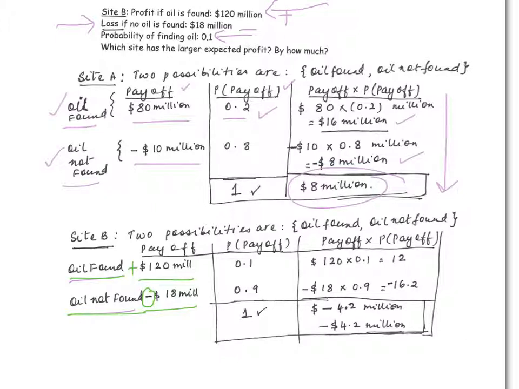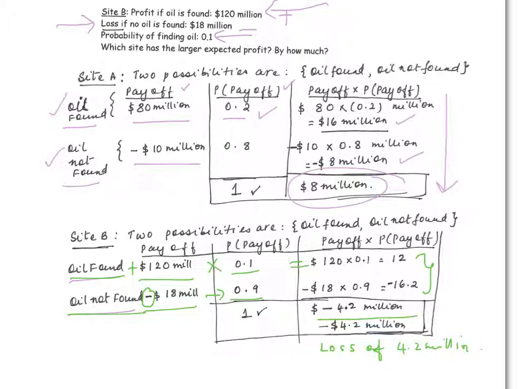What is the probability of the payoff? The probability of the payoff is 0.1. The probability of the loss is 0.9. The probability of loss is pretty high. How do we figure out the last column? We multiply the first column with the second column to give us the last column, which is payoff times the probability of the payoff. When we do the calculations, we come up with a negative number. So the expected value here is a loss of $4.2 million. So that is the expected profit, negative 4.2 million.